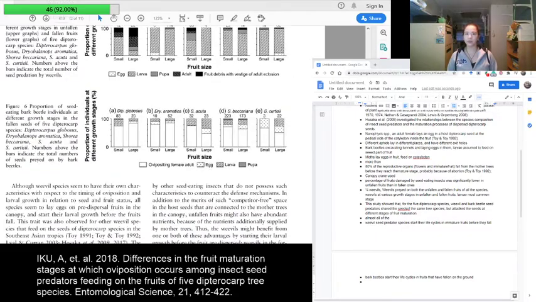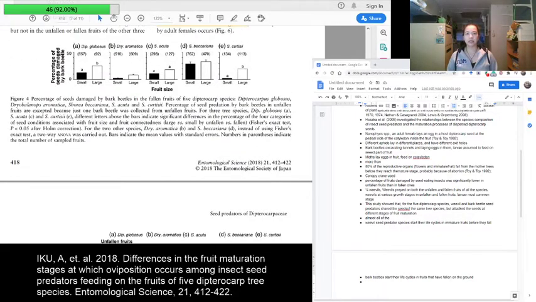Okay, we've got some nice little graphs. So we've got the different tree species up there, fruit size, small and large. Percentage of the seed damaged by, okay, this is by the bark beetle. So more were damaged in large fruits. That's what it's looking like.